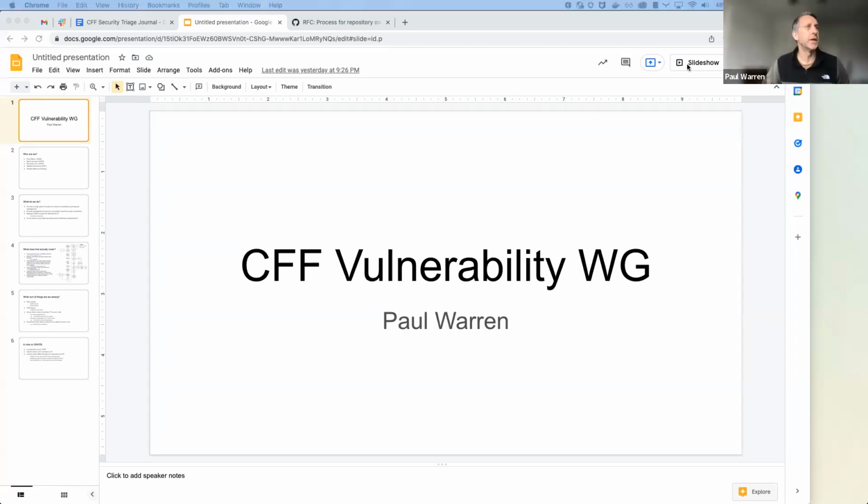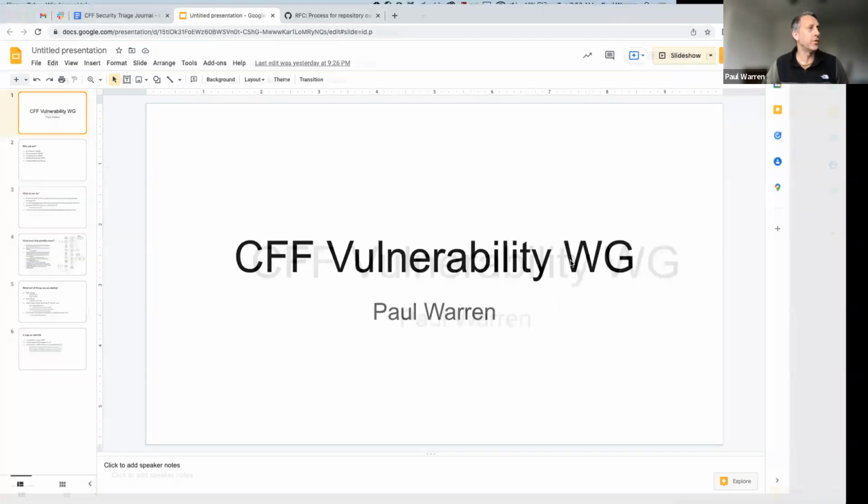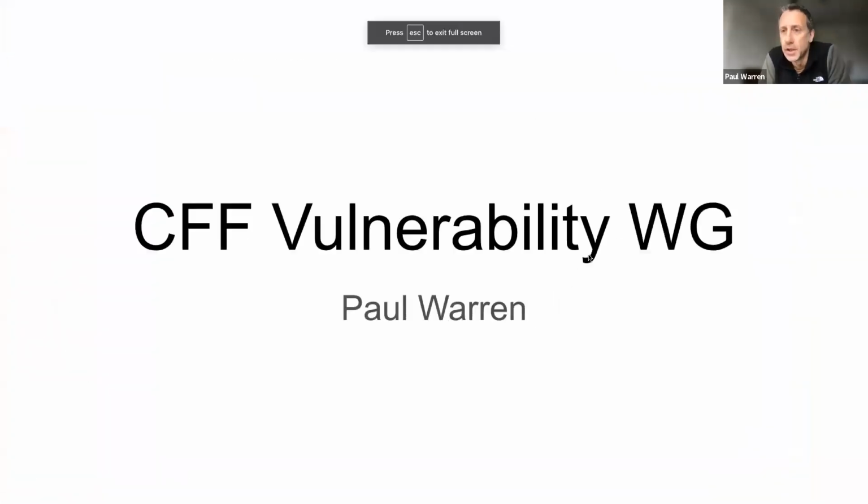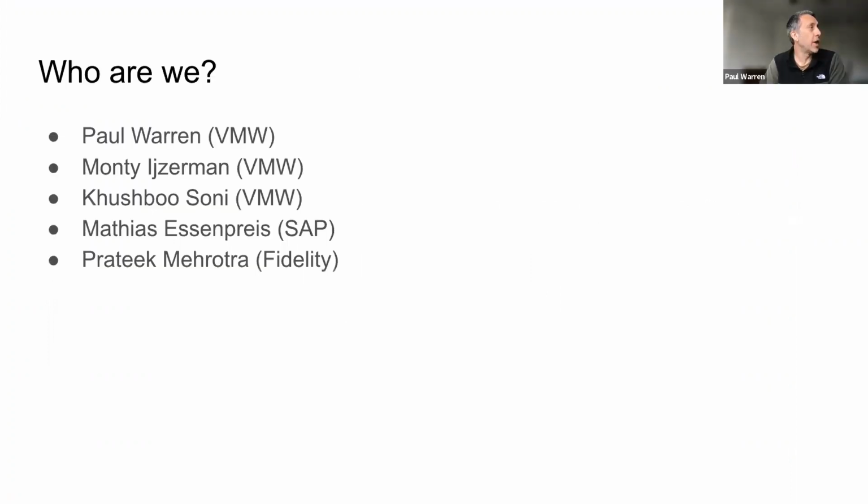All right. Hi, everyone. For those that don't know me, my name is Paul Warren. I am the lead of the security vulnerability working group. You can see the slide deck, right? Yep. Okay, great. So I just have a very short presentation by way of an introduction and an update, so it shouldn't take too long. Here we go. So who are we? I'm Paul, as I said, the lead of the working group. I'm from VMware. On the working group are also Monty and Kushbu, also from VMware.